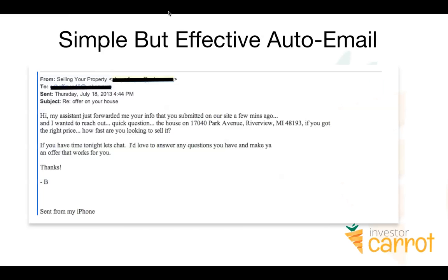Okay, so the subject line in this email is "RE: offer on your house." Okay, so it's not anything crazy fancy. It's really formal, lowercase letters, the whole thing. "Hi, my assistant just forwarded me your info that you submitted on our site a few minutes ago, and I wanted to reach out. Quick question. Your house, the house on," then their address. Our system automatically populates the address that the seller puts in there into this email. "If you got the right price, how fast are you looking to sell it?"